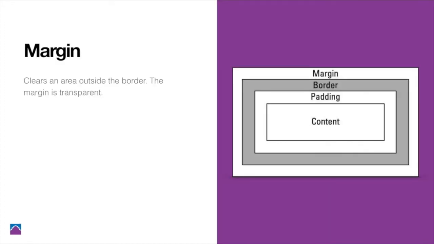So margin clears the area outside of the border. So when you have that border, it's the area around that border. And also it's transparent. The border goes around the padding and the content, so it's like right outside of that. And then border, just like in any program like Photoshop or Word or PowerPoint, you can change the size, color, roundness, and all that with the border.